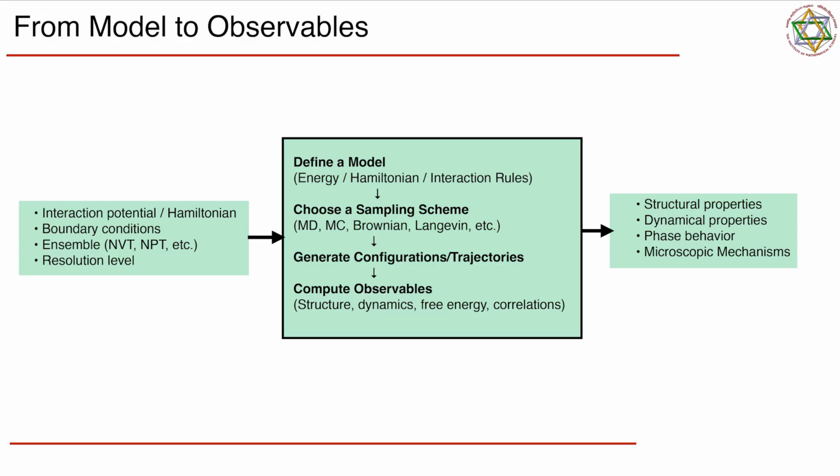And of course, the resolution level is important. Then you select a sampling scheme. Again, maybe this is something some of you may be familiar with. You could do molecular dynamics simulations or a Monte Carlo simulation. You generate your trajectories, compute observables, and try to predict some kind of models.